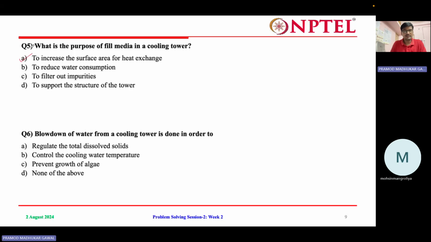Because like in any other unit operation process, such as packed beds, the packing means the materials used increase the surface area and also increase the contact time. This is the similar concept here. It increases the surface area for heat exchange. If there is more surface area, there will be more contact time, so there will be more cooling of the water.